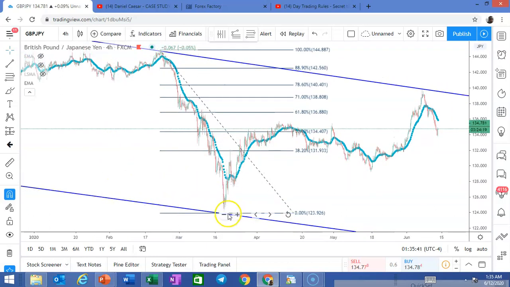Yeah, this pair may now be looking to retest this zone, and we may be selling down, but we shall see. We take these things one day at a time.